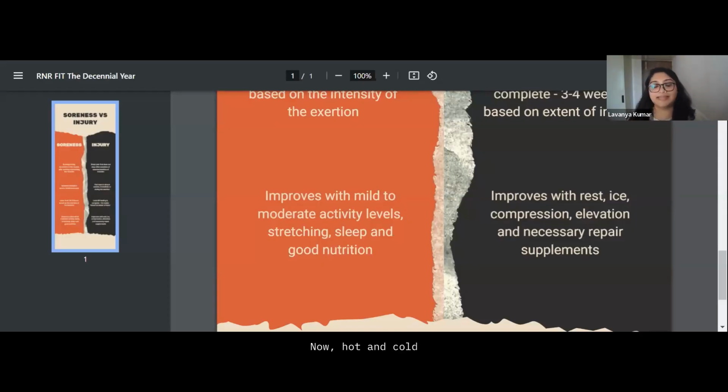Got it. Now, hot and cold. I actually didn't want to make a slide for this because there's a lot of information out there, and a lot of confusion as to what to use when. If you can please interact with me on this, it'll be very helpful. If I have a swelling, but I also have, okay, let me rephrase that.